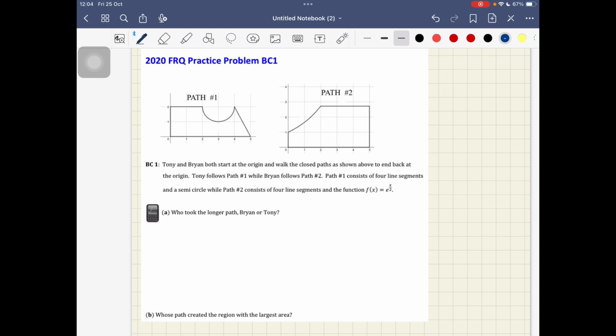Now they consist like this. Okay. So this is e to the power of x over 2. And okay. This is a semicircle. So which has the longer path, Brian or Tony? Brian.